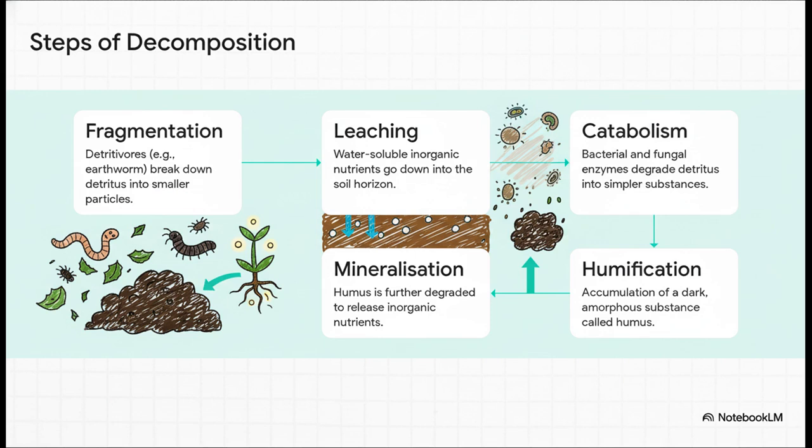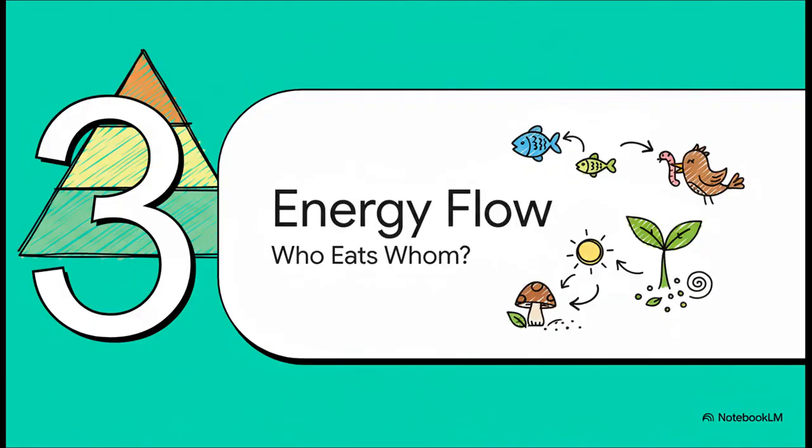And this whole process happens in 5 stages. Just try to remember the names. First is fragmentation, where little creatures like earthworms break down the waste into smaller bits. Next is leaching, where water washes some nutrients down into the soil. Third is catabolism, where bacteria and fungi simplify things even more. This creates humification, which makes that dark, rich soil layer called humus. And finally, mineralization, which releases the nutrients back for the plants. 5 simple steps.